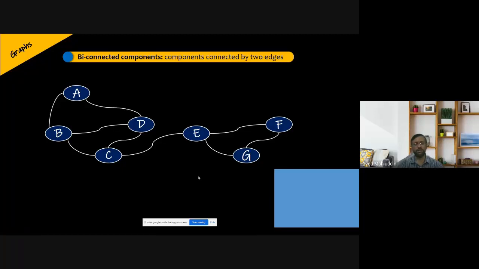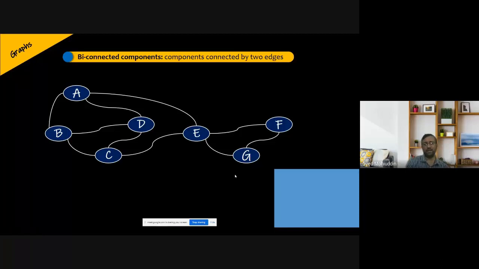Biconnected components is one or more components connected by two edges. Now this is not a biconnected component, because these two components are connected only by one edge. But suppose we have another edge from A to E. So from A to E there is an edge, and from C to E there is an edge. So there are two edges connecting the component A, B, C, D and the other component E, F and G. So this is known as biconnected components.